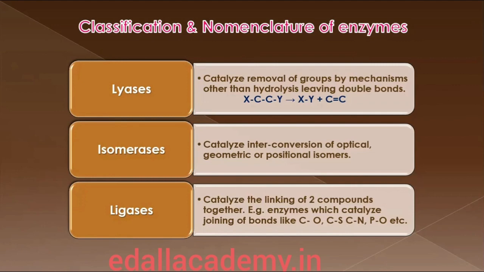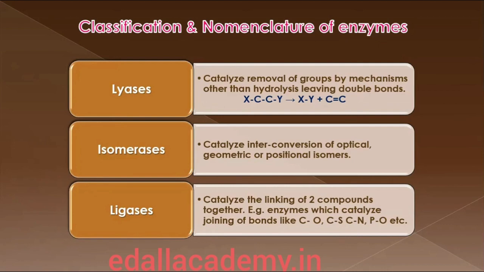Then the next one is isomerases. It includes all enzymes catalyzing interconversion of optical, geometric or positional isomers. Then the sixth one is ligases. Enzymes catalyzing the linking together of two compounds. Enzymes which catalyze joining of C-O or C-S or C-N or P-O etc. bonds. So try to remember what the 6 classes are, everything is very clearly given one by one.